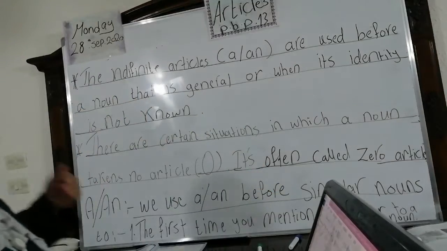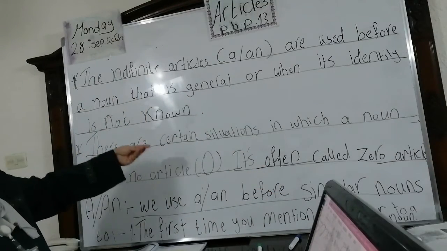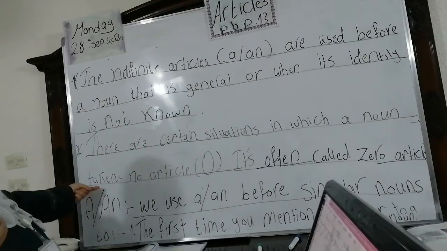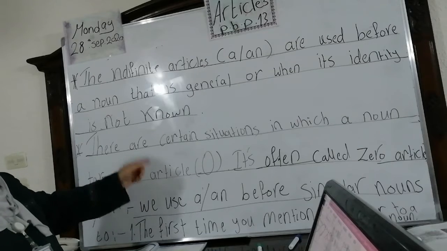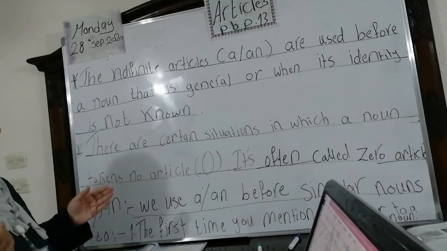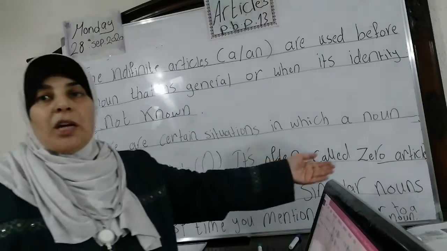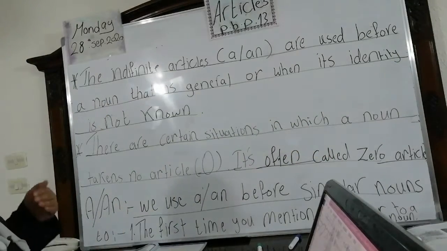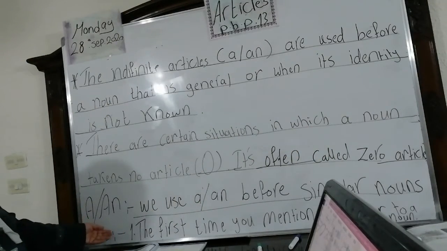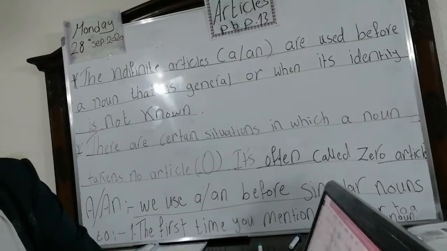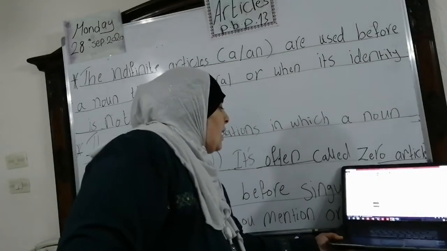The next one. There are certain situations in which a noun takes no article, or zero article. It's often called zero article. We're going to come to it later, inshallah. Now we're going to talk about a and an. Let's move this laptop for a while.